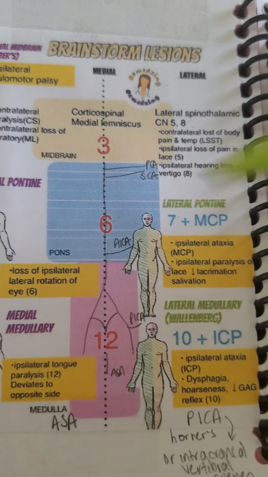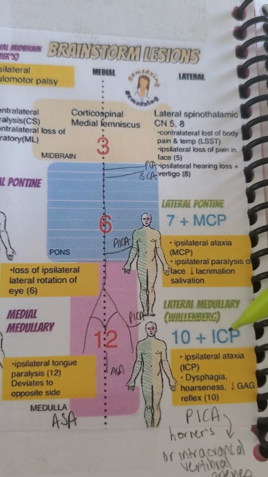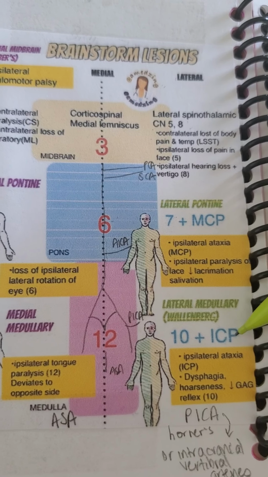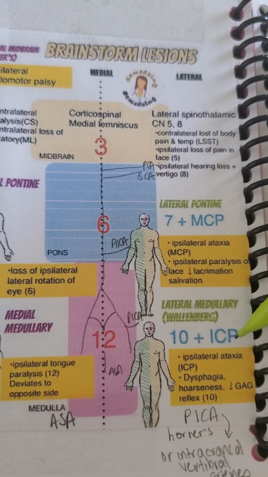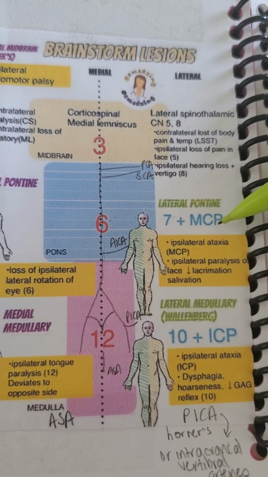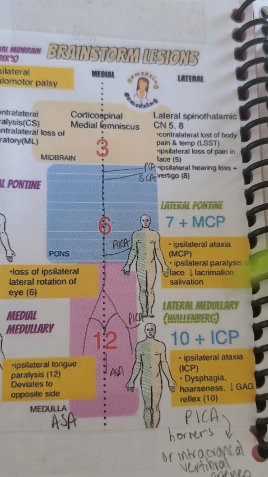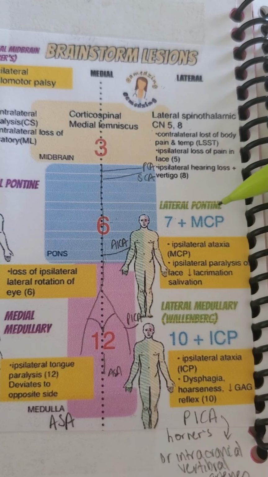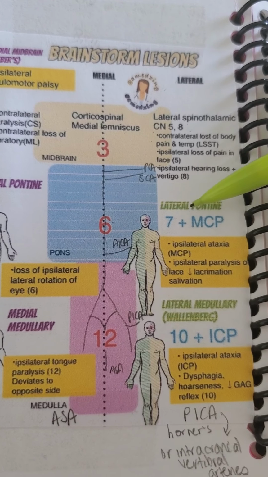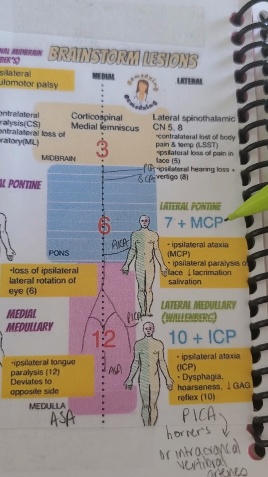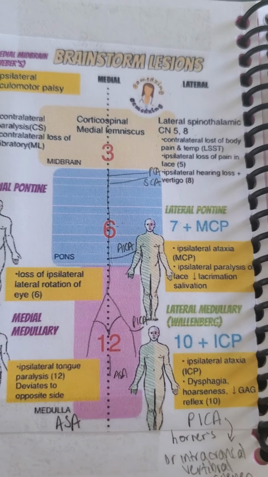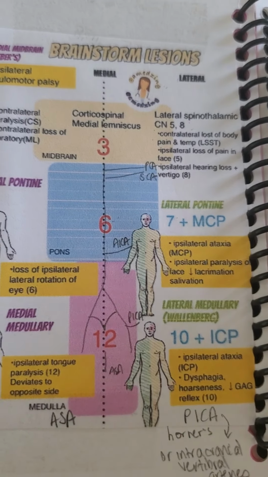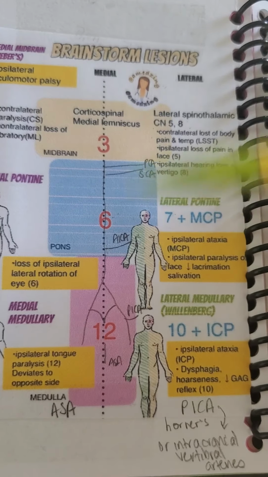Similarly, in the lateral medulla, they're also going to have ataxia because of involvement of the inferior cerebellar peduncle. It doesn't matter which cerebellar peduncle is involved, as long as a cerebellar peduncle is involved on the lateral side, it's going to cause ataxia. Just know that in the lateral pons it's the middle cerebellar peduncle, but both of them are going to cause ataxia, right?